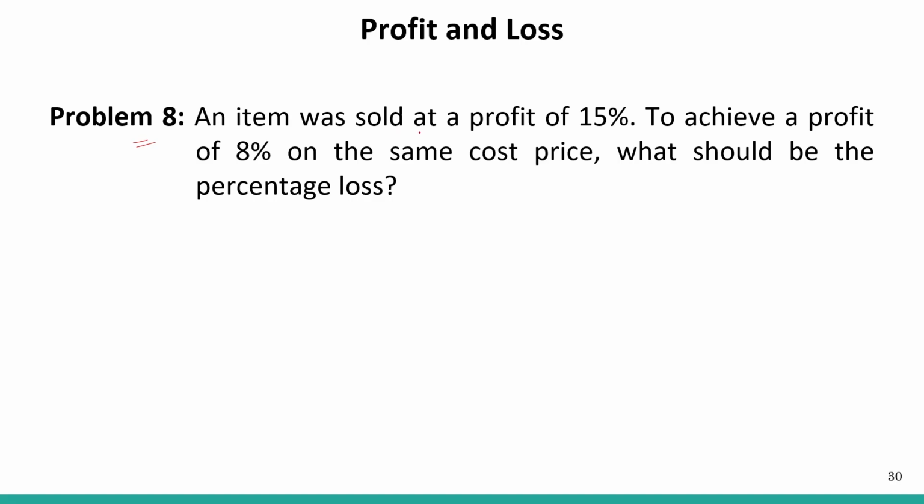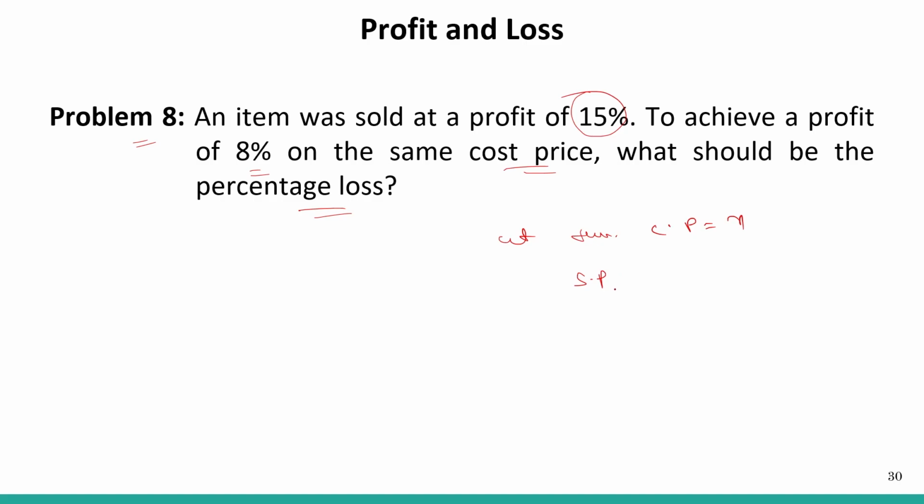So an item was sold at a profit of 15%. To achieve a profit of 8% on the same cost price, what should be the percentage loss? Okay, so let the CP, the cost price, be X, right? So the item was sold at a profit of 15%.